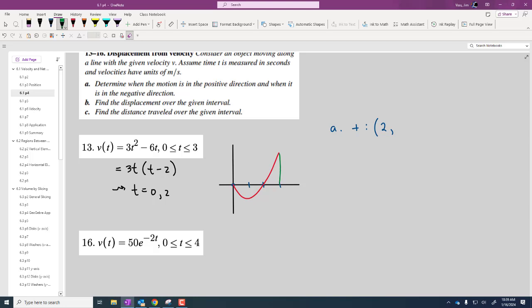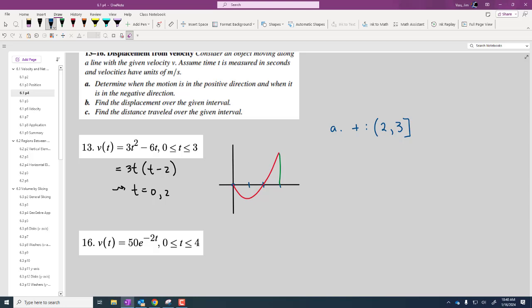But now, with that endpoint of 3, should we exclude or include it? We are going to include it because it's still moving in the positive direction, right? At 3, the velocity is not 0, and because it's t less than or equal to 3, it's being included there.